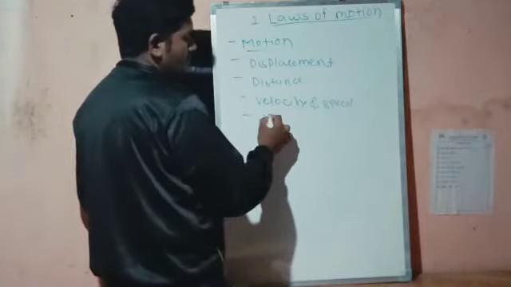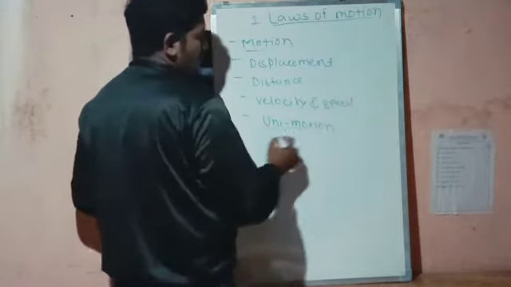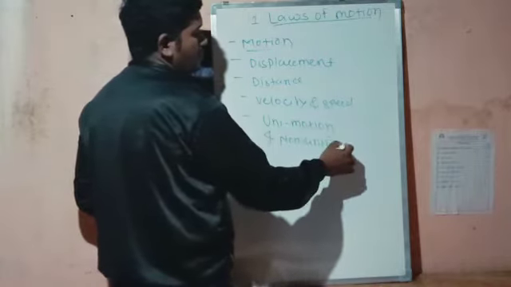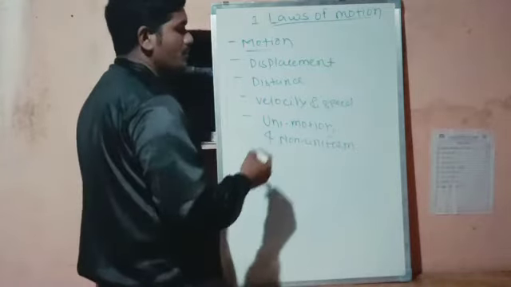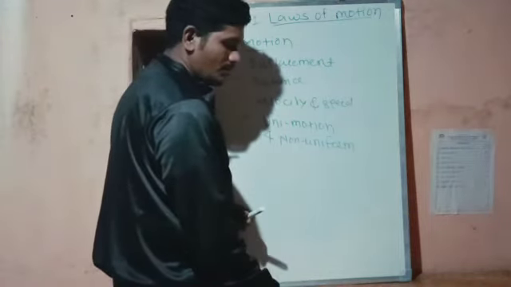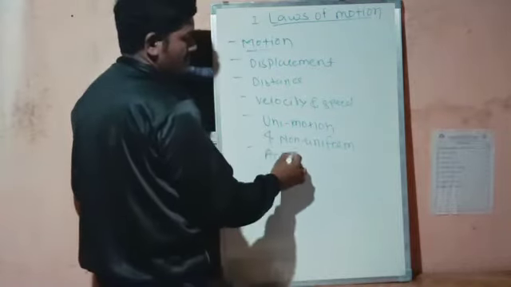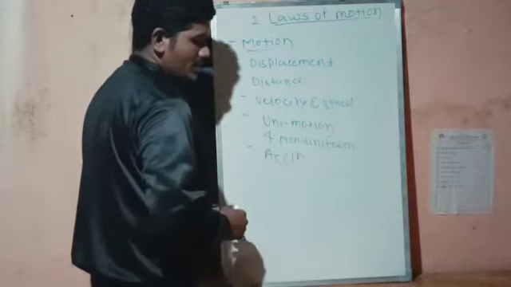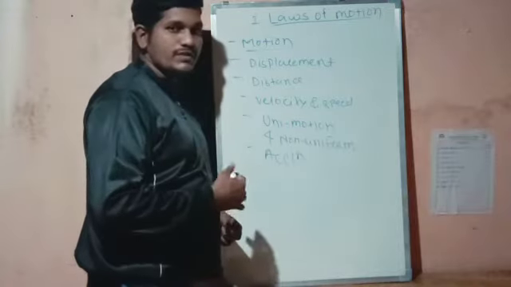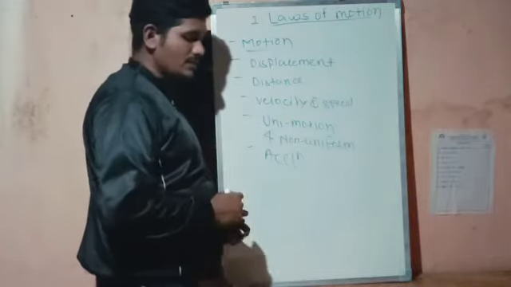And after that there will be uniform motion and non-uniform motion. And after that there will be acceleration. I am writing in short the acceleration. Then there is the part related to acceleration, whether it is positive acceleration, negative acceleration, or zero acceleration. All this part we will learn in the acceleration part.